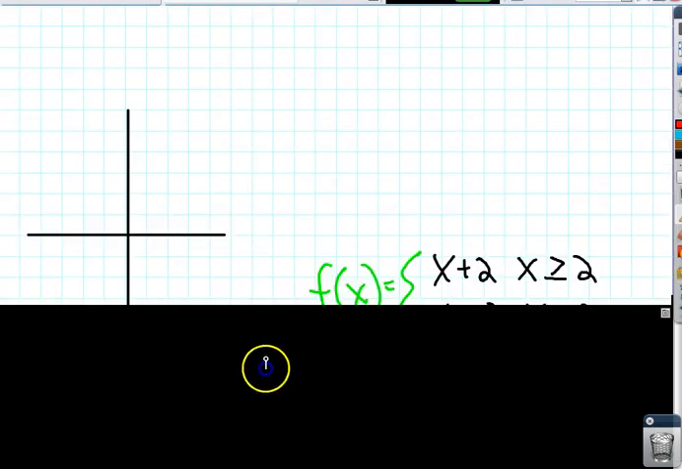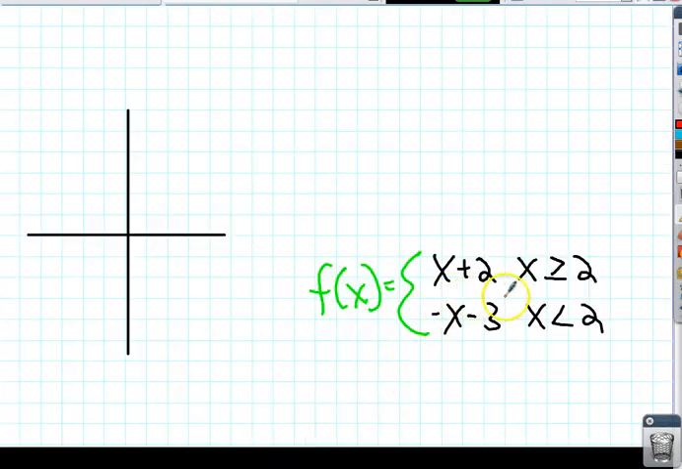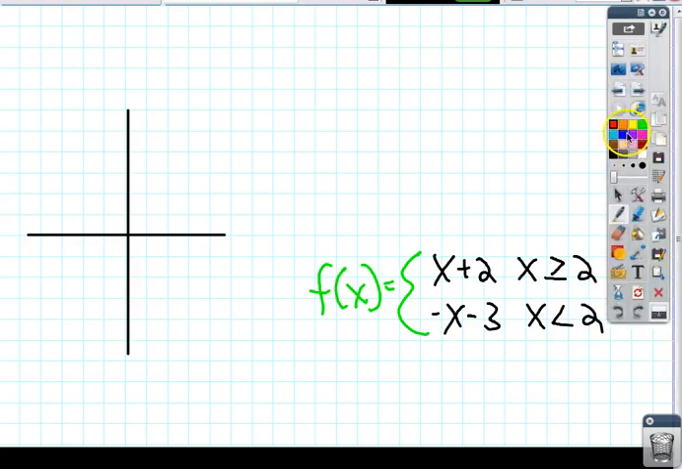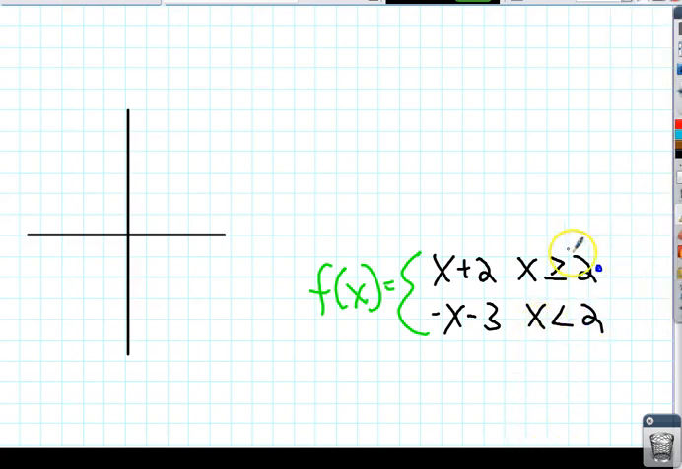Okay, so now, as I look at this function here, f of x is x plus 2 for x greater than or equal to 2, and negative x minus 3 for x less than 2. So what do I do here? I'm going to graph this first one in blue. Now, what point do I put in? Remember, this is where my break or my jump could be happening, at x equals 2. So I put 2 into that function. So I get 2 plus 2. That's 4. So when x is 2, y is 4. It has a closed dot there because this was greater than or equal to.